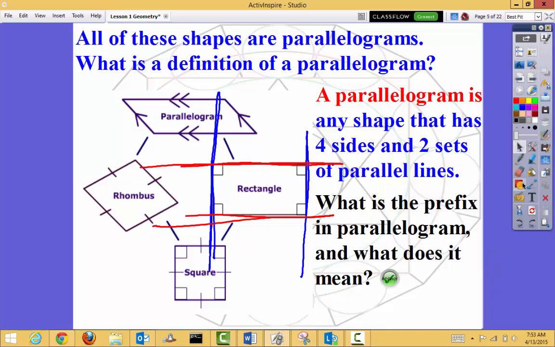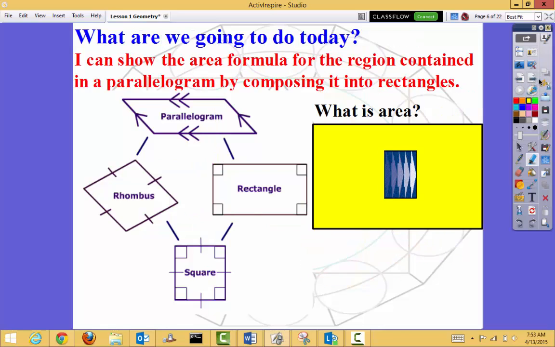Nope, not going to work. So my prefix is parallel. We already went over what parallel means. It means that they never intersect if they're opposite lines. Alright, let's go to our next page.